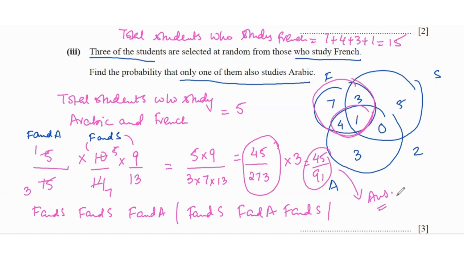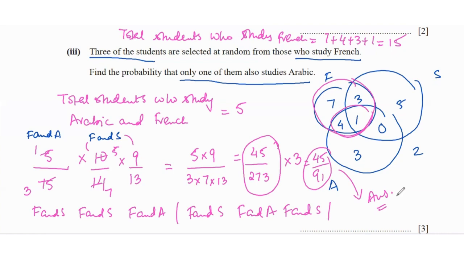Now, the third probability would be 9/13 because we already took one person from the Spanish and French part, and we previously took one person from French and Arabic. So that reduces the total number of people who study French from 15 to 13, and the total number of people who study French and Spanish becomes 9 instead of 10. Since there's no restricted order that the first person will study French and Arabic, the second person will study French and Spanish, and so on.